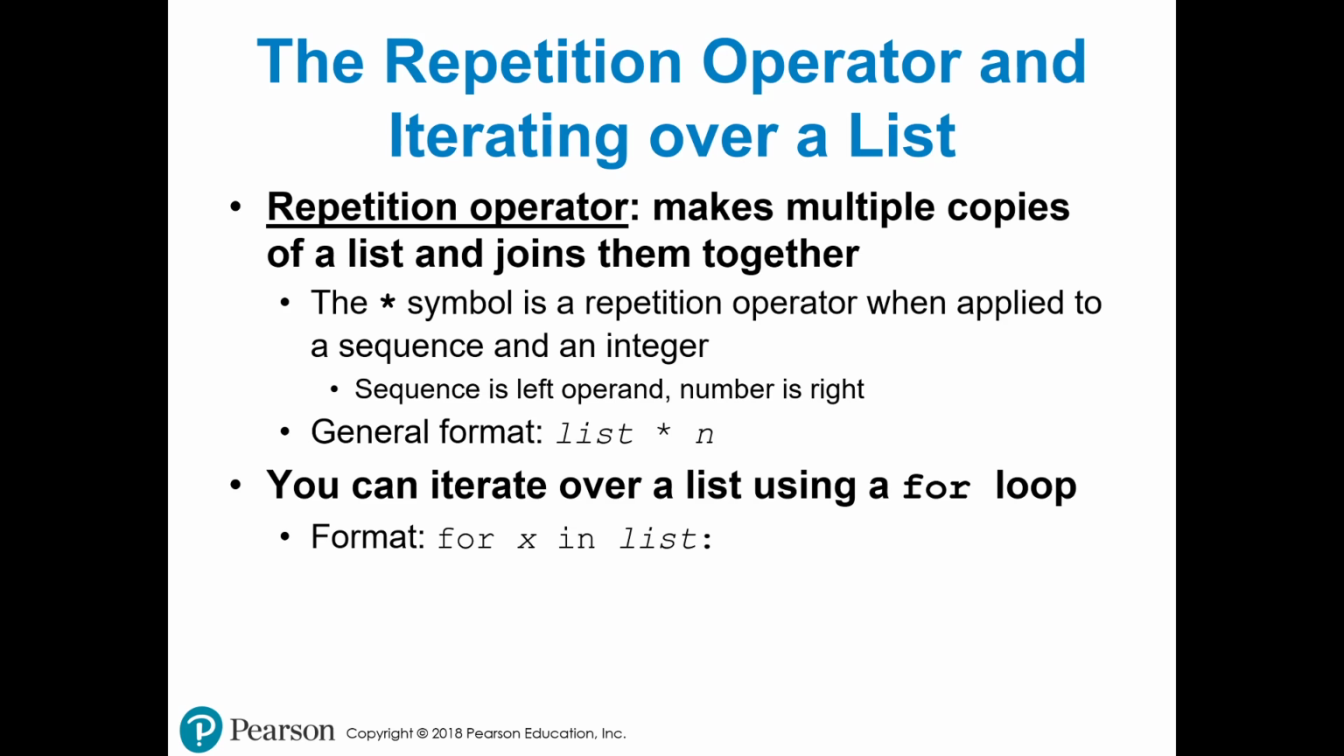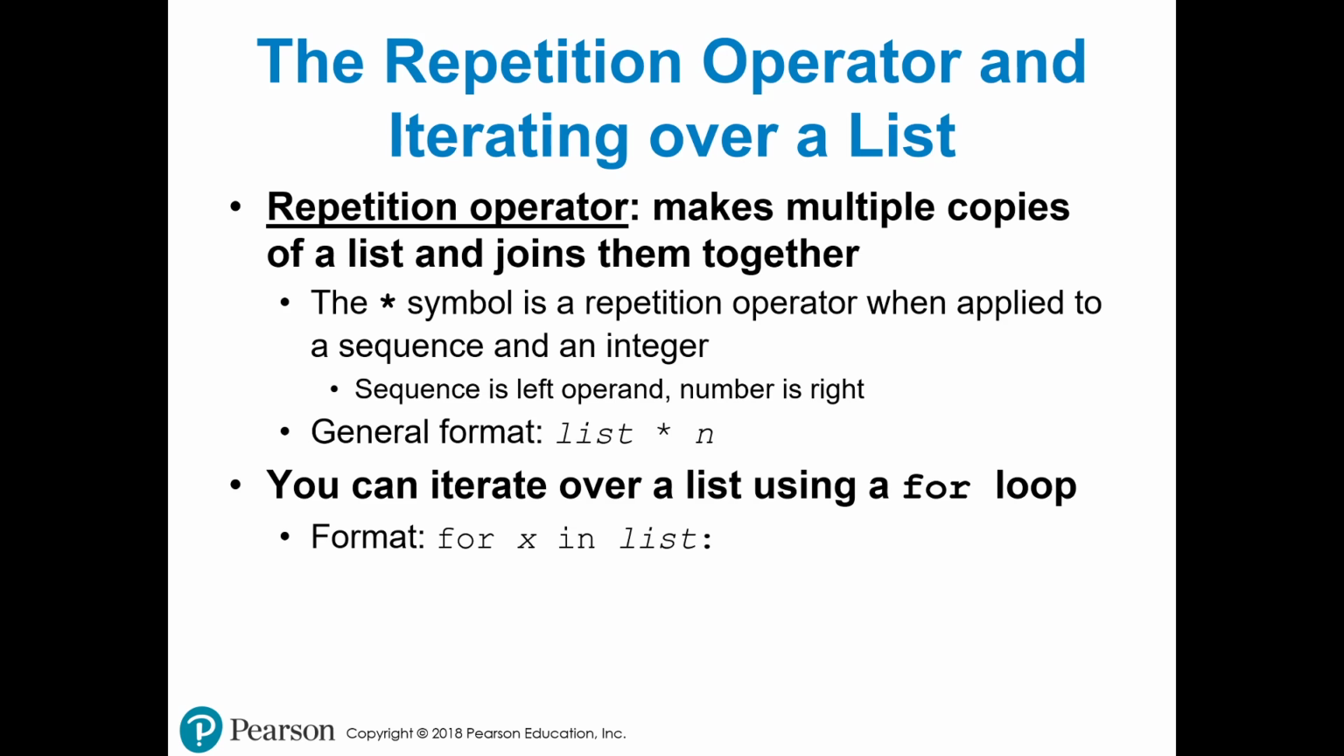Alright, so we have this repetition operator, and whether or not this is useful to you, you'll have to decide. What it does is make multiple copies of a list and join them together. The star symbol is the repetition operator when applied to a sequence and an integer. So the syntax is going to be sequence star integer, where the sequence is on the left and the number is on the right.